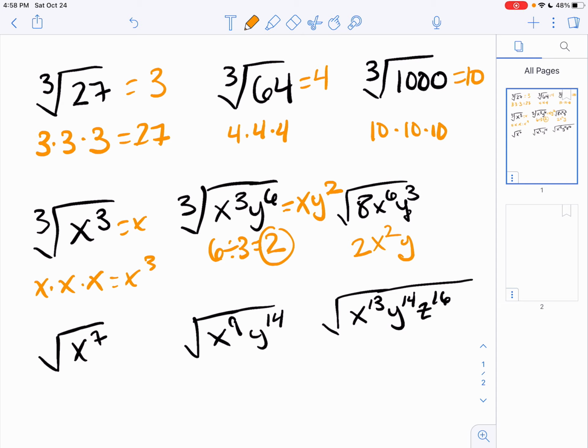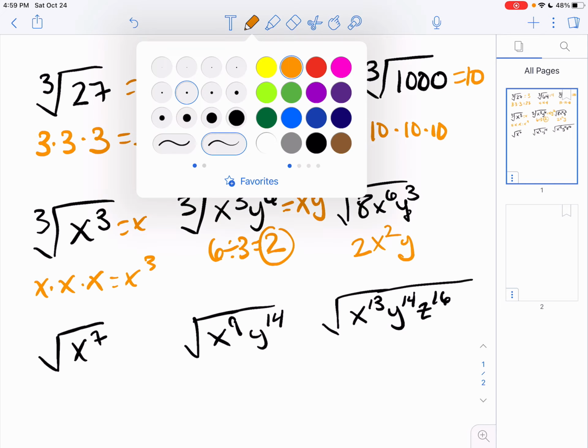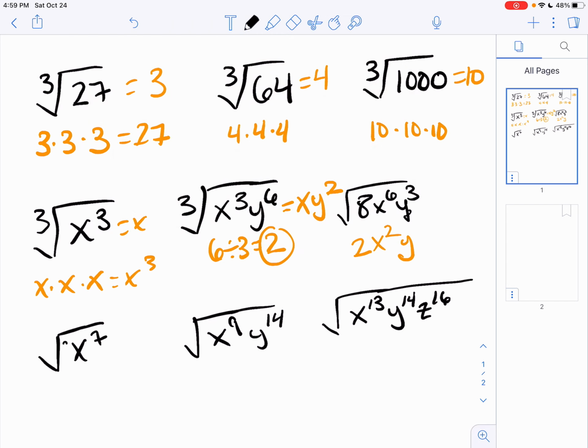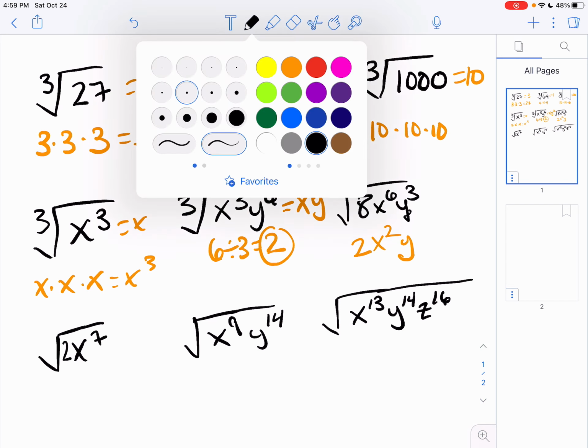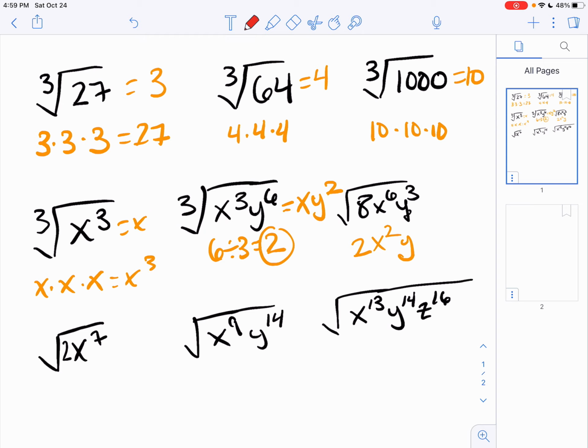Sometimes there's a situation where the numbers are not necessarily a perfect cube, because they don't always have to be. Just so I can explain something else, if I were to make that 2. Since 2 is not a perfect cube, I can't do anything with it.